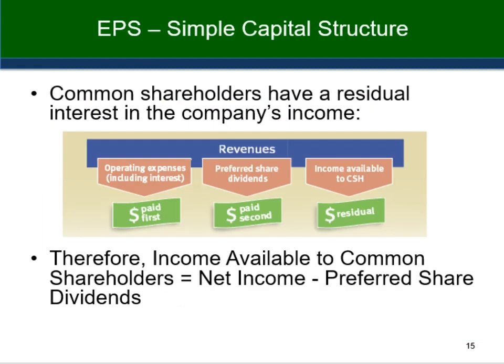And the idea here is that common shareholders have the last interest in the company's income. They're the residual interest. So after everybody else is paid, we pay financing costs, including interest. All of the operating expenses get paid first, and then after that, we're required to pay preferred share dividends their share, and then whatever's left over is available to common shareholders. So it's the residual amount after everything else is paid. Income available to common shareholders is net income minus the preferred share dividends, with interest expenses already deducted in arriving at net income.